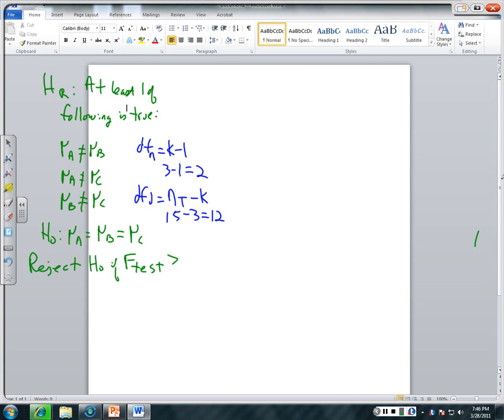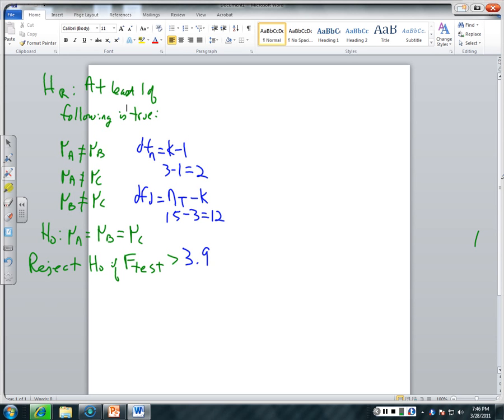And so if you look on the F table, you go to 2 and 12, and you should see then that you reject H0 if F test is greater than 3.9. By the way, for both of the data sets in those two problems I just showed you, this part will be the same for both of them. Those are the same hypotheses, and I have the same number of groups and the same sample size, so they're both going to be down to reject H0 if F test is greater than 3.9.